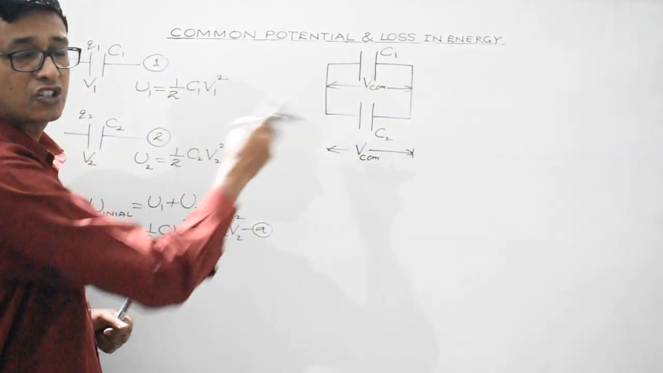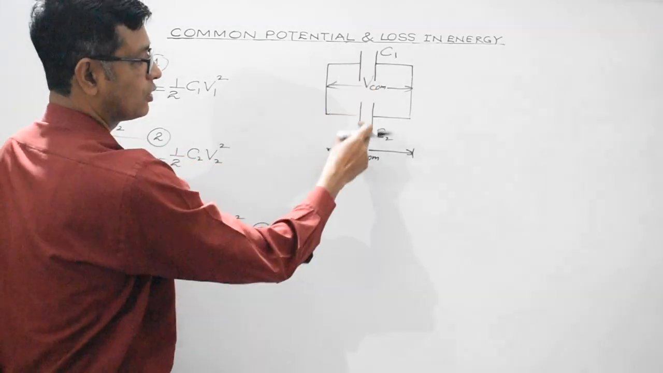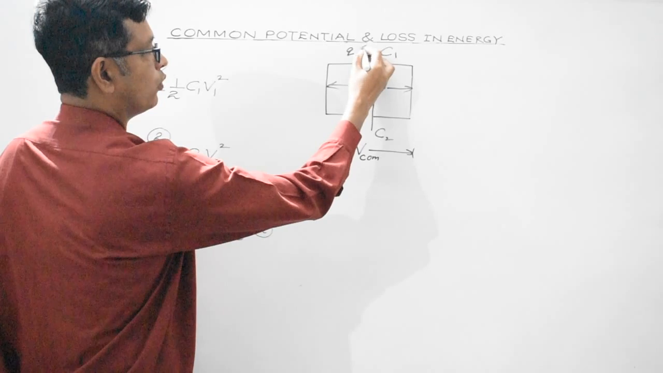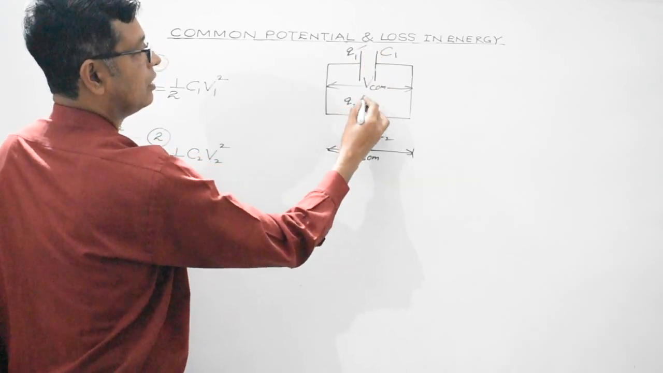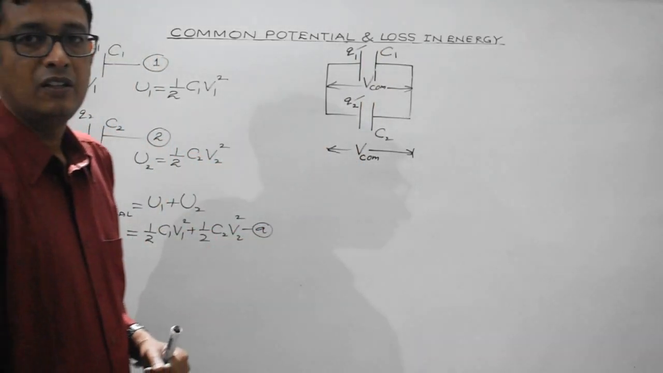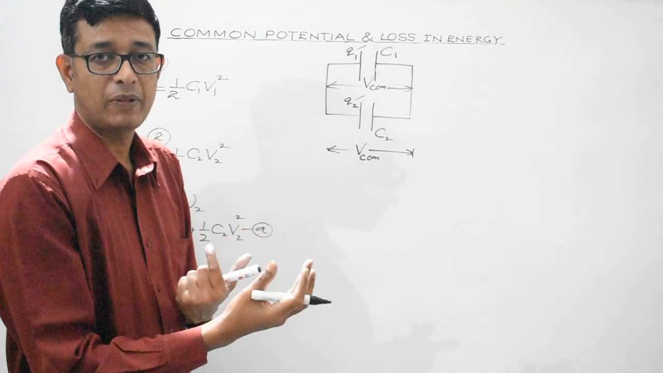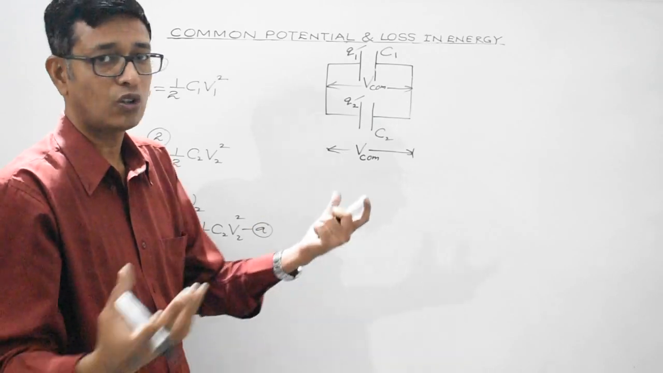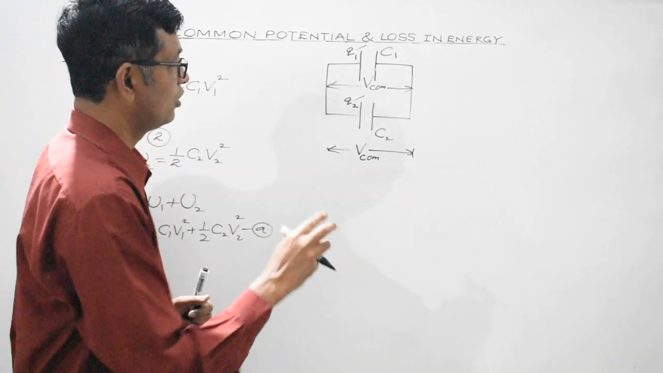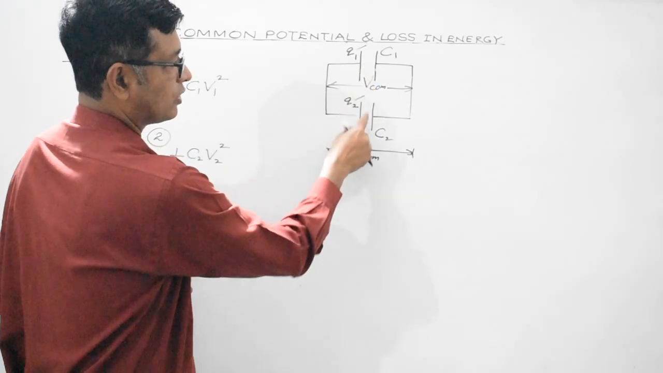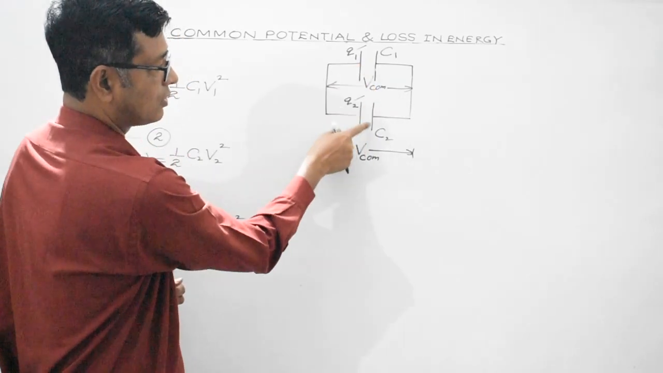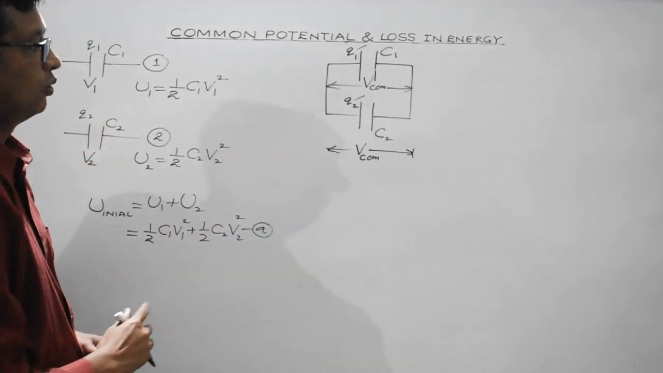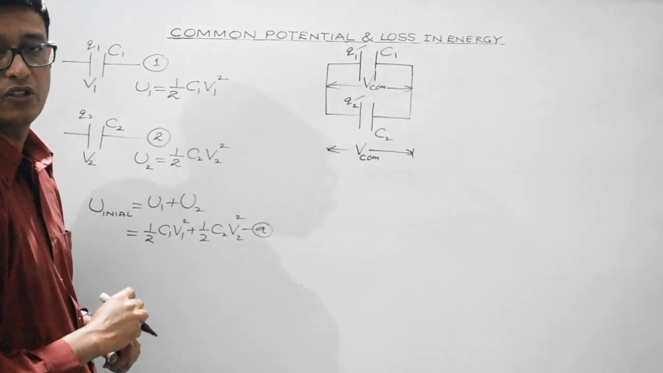And after the charge sharing, after both the capacitors attain this common potential, let the charge here be Q1 dash and here let it be Q2 dash. Right? Charge sharing between the two capacitors will take place. Obviously, one capacitor will lose charge while the other will gain charge. But the total charge will remain constant. And as I told you, this charge sharing between the two capacitors will take place till both the capacitors attain the same common potential. Right? So let's first find out the expression for this common potential.